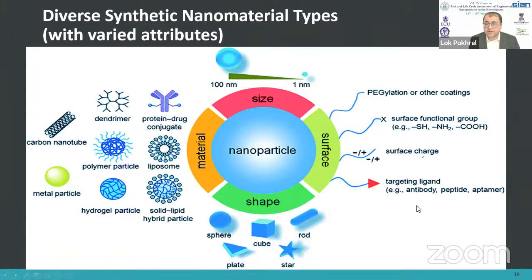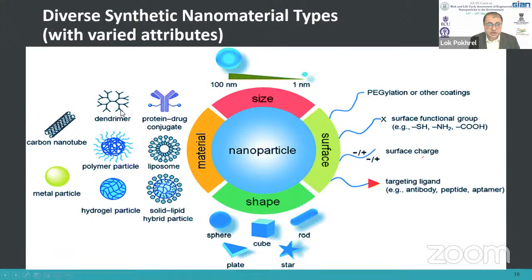You can also add antibodies, peptides, aptamers, depending on what you are trying to target. Nanoparticles come in different shapes. They could be spheres, cubes, rod-shaped, plate-like, star-shaped, or hollow as well. And on the left, you can see other types of more complex nanomaterials, like carbon nanotubes. The diameter could be a few nanometers, but they could be several centimeters long.